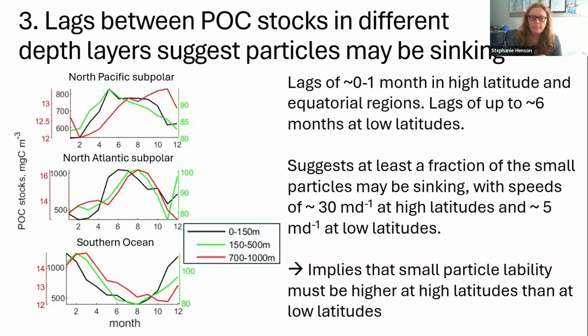So that got us to thinking about why that could be happening. So if they're sinking quickly, then why are they disappearing more rapidly than at low latitudes? What we came up with was that small particle lability could be important and that it could be higher at high latitudes than at low latitudes. In other words, fresher material is being produced at high latitudes than at low latitudes. And so it's being respired more rapidly.